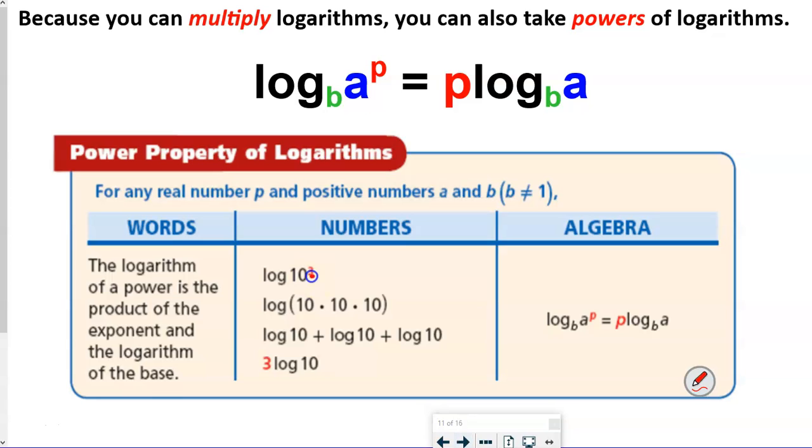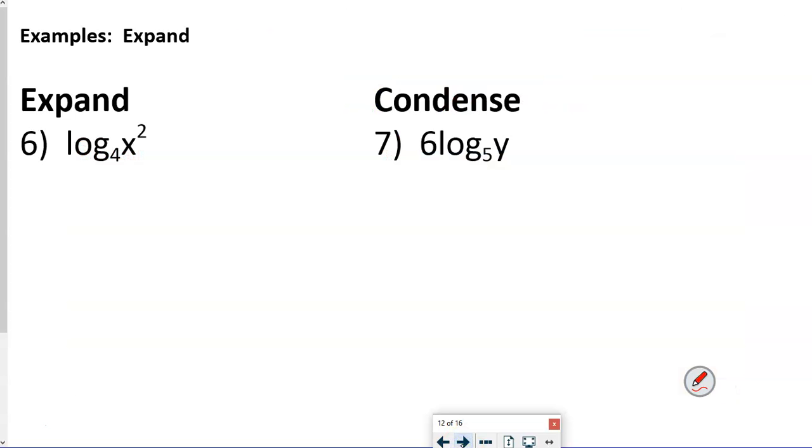Notice we've got the 10 to the third here, so that means there are 3 10s. Y'all notice that? So we could say we have the log of 10 plus the log of 10 plus the log of 10, which means we have 3 of those. Ultimately, we can move this out front because there are 3 of them. Anytime we have an exponent, we can move it out front, which is what we did right here. That's what we're going to do as we work through some of these next problems.